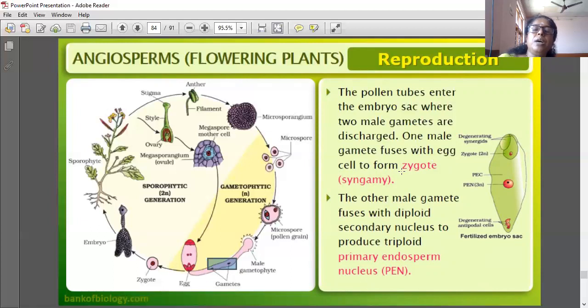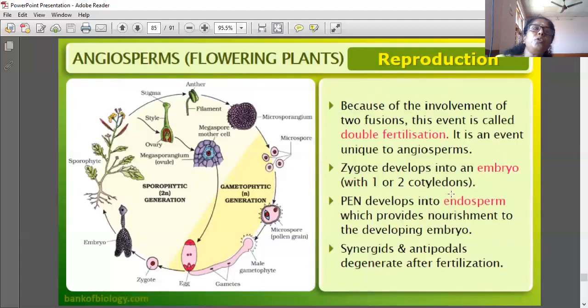So two male gametes are entering. From that, one male gamete fuses with the egg cell to form the zygote, and one more male gamete is there that is fusing with the secondary nucleus. This one fuses with the secondary nucleus to produce the triploid primary endosperm.